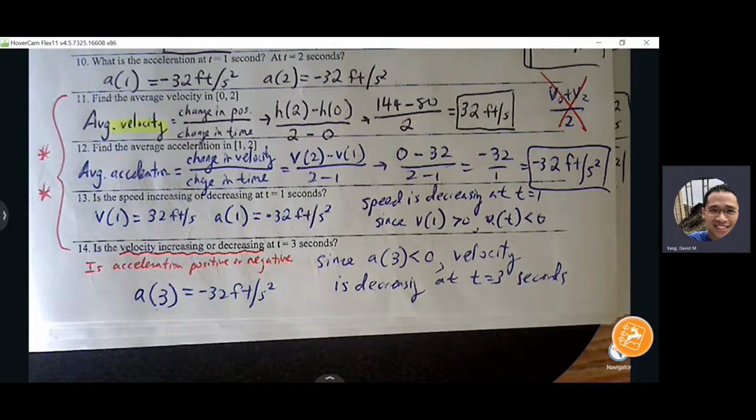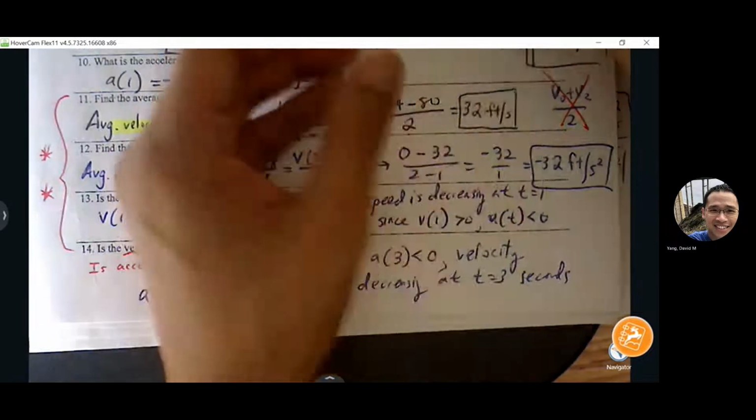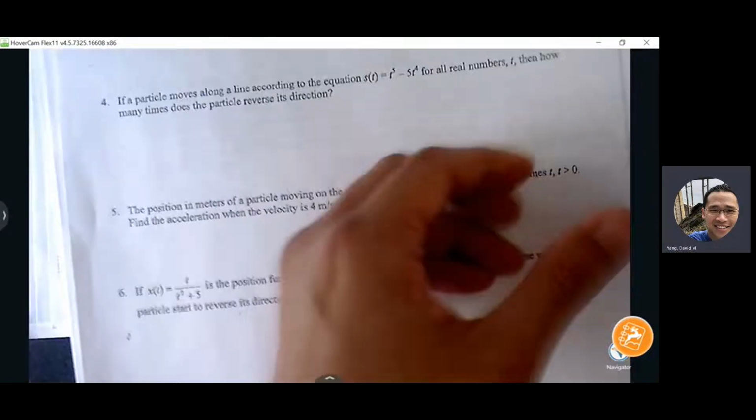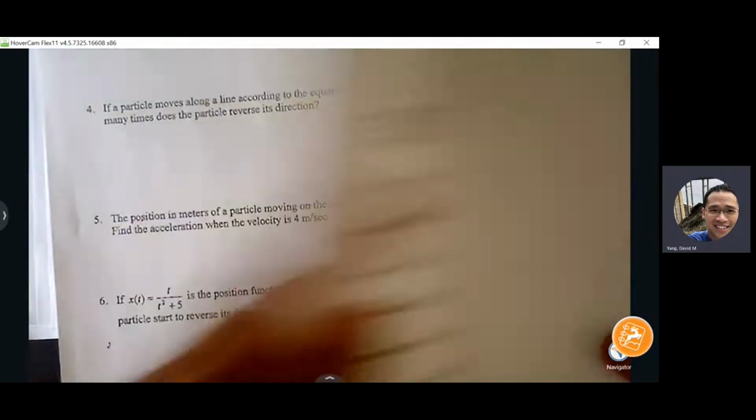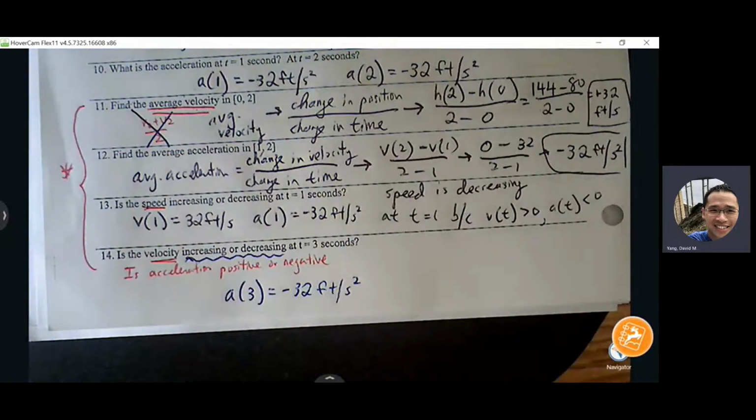Okay, so let's go to the next page here. Okay, so let's tackle some of the problems I assigned for homework. So I want to look at page 19.